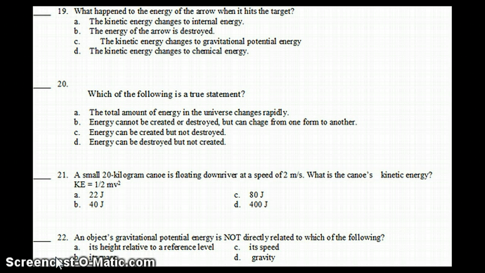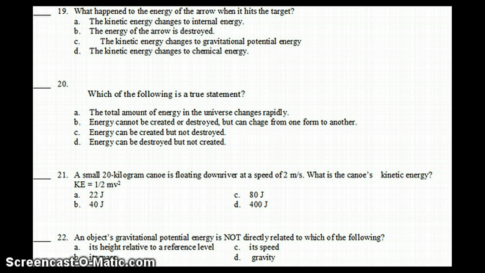A small 20 kilogram canoe is floating downriver at a speed of 2 meters per second. What is the canoe's kinetic energy? Kinetic energy is equal to 1/2 mv squared. Is it A, 22 joules, B, 40 joules, C, 80 joules, or D, 400 joules?